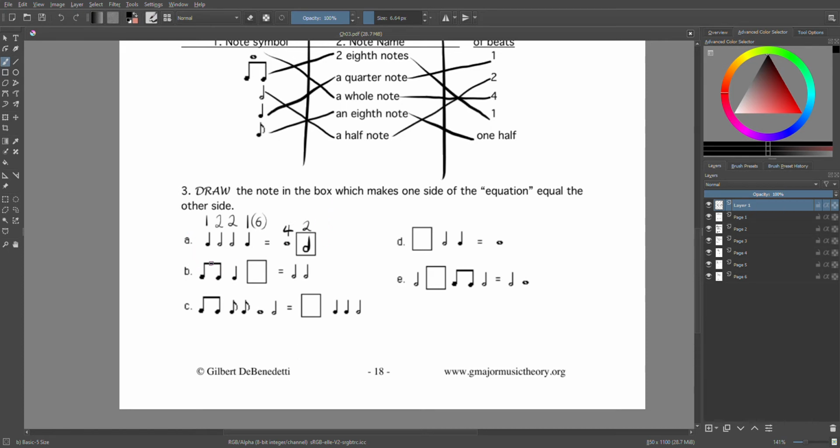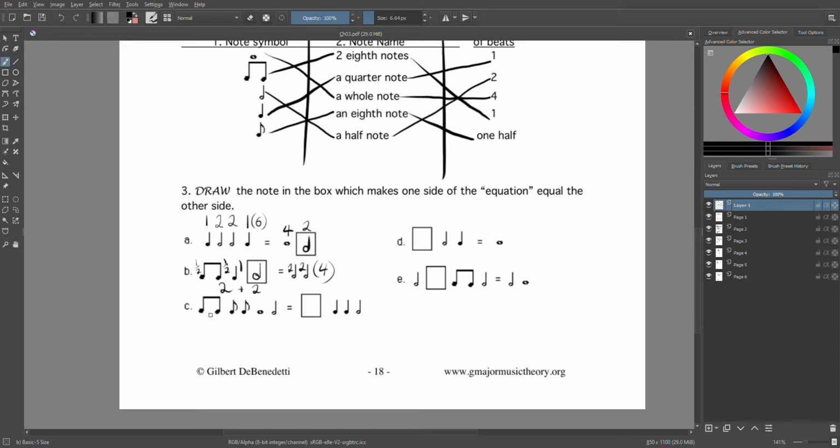Now we have here an eighth note, it's a half beat, another eighth note, it's another half beat, and a quarter note, that's 1. 1 plus a half, that's 2. Then we have a blank here. I'm not sure what we're going to fill in that yet. Now we have a half note here and a half note here. 2 plus 2 is 4. So we have 2 on this side, we have 4 on this side, we need something to equal 2. 2 plus what equals 4? 2 plus 2 equals 4. And then remember, half note has 2 beats.